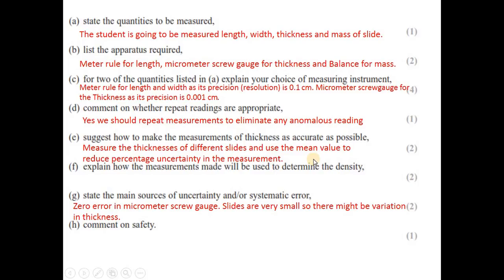State the main sources of uncertainty and systematic error. Zero error in a micrometer screw gauge, and slides are very small so that there might be variation in thickness. Comments on safety. There is one safety precaution we should take: because we are using slides made of glass, which are very small and have sharp edges, we must handle these slides with care.